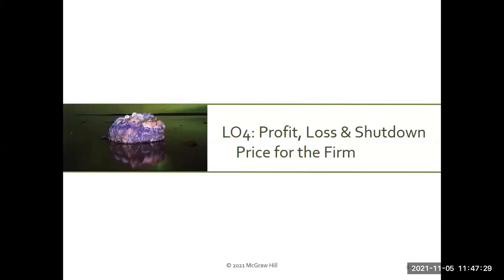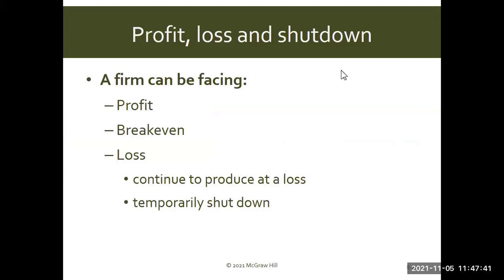So a firm can be in a position of having a profit, a loss, and it may be in a position where it should shut down temporarily. So there's a thing called a shutdown price for the firm. So once again, a firm can be facing a profit. So that's a good thing. It means that the price they're making is above all their average total costs. So per unit. So they're making a profit.